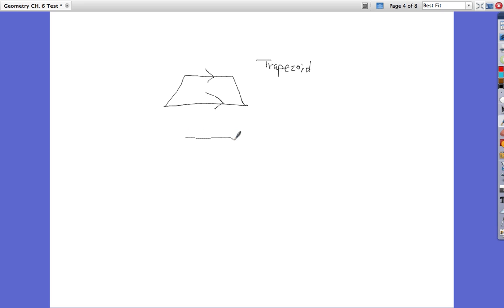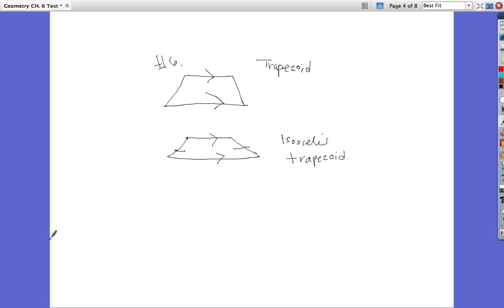Now, if you have a trapezoid, it's a special type of quadrilateral that has a pair of parallel sides. If it has congruent legs, then it's an isosceles trapezoid. That was number 6 from the test.